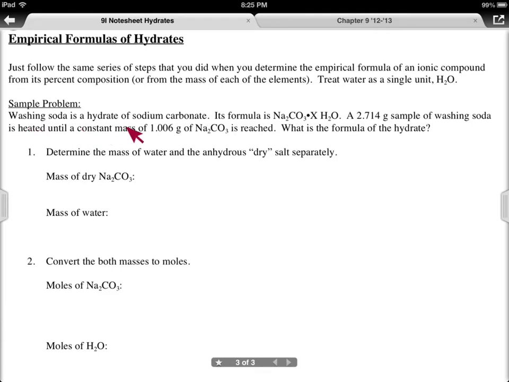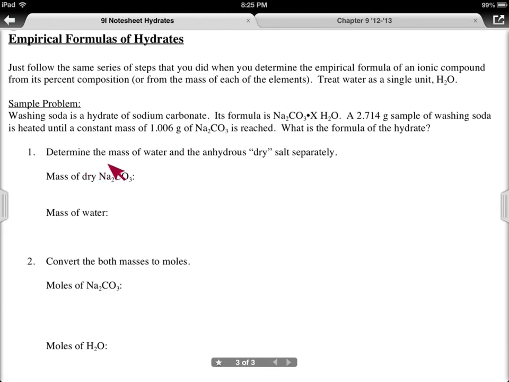Washing soda is a hydrate of sodium carbonate. Its formula is Na2CO3 dot something H2O. A 2.714 gram sample of washing soda is heated until a constant mass of 1.006 grams of sodium carbonate is reached. What's the formula of the hydrate? So basically what we did here is took this hydrate, we heated it, the water evaporated, so its mass got smaller, and what's left is the anhydrous salt.